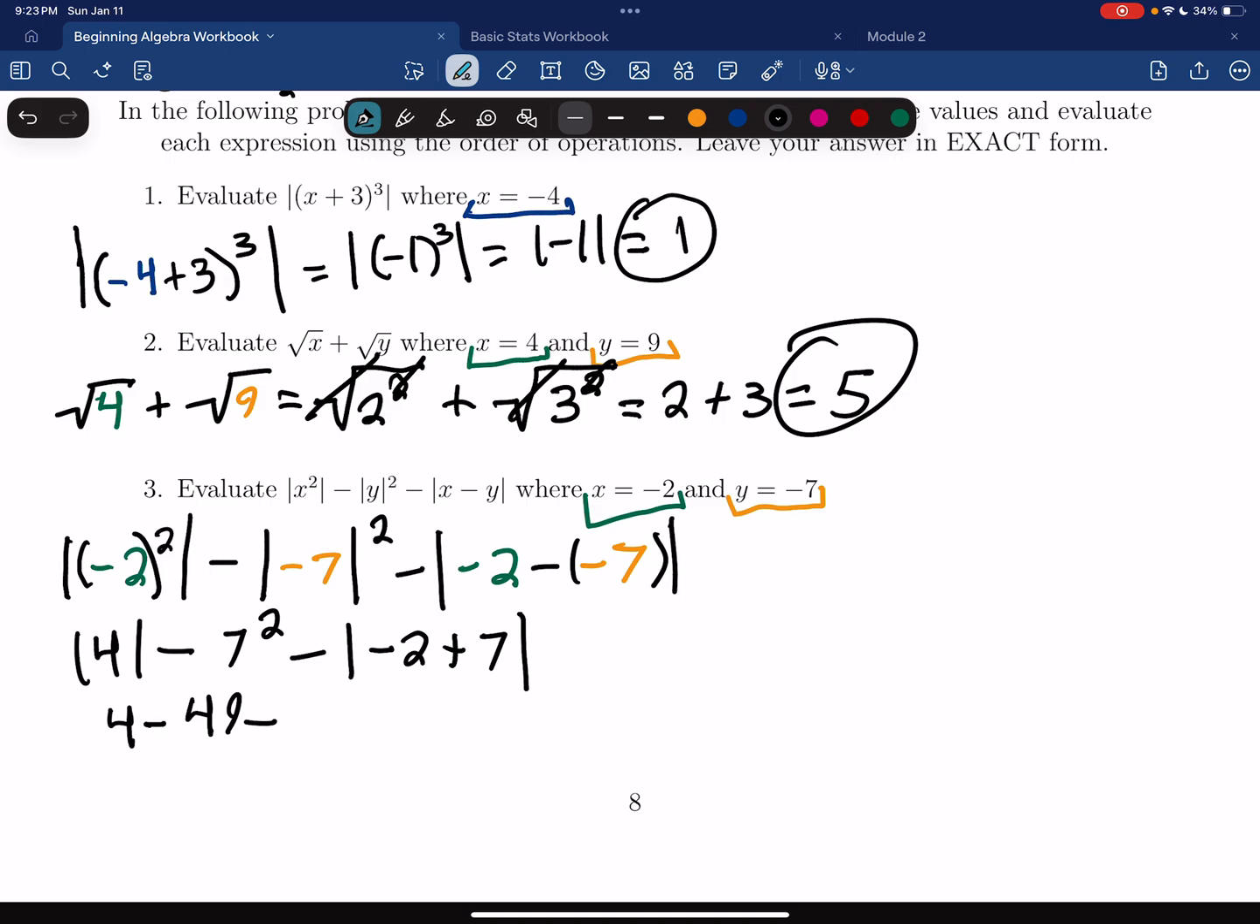Well, negative 2 plus 7 becomes the absolute value of 5. The absolute value is just 5, so we're just going to get 4 minus 49 minus 5. And this ends up evaluating to negative 50. That's your final answer.